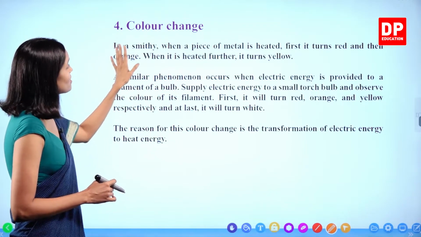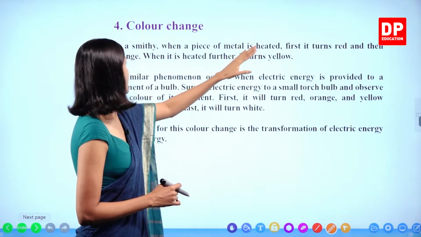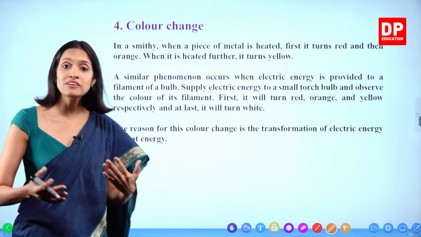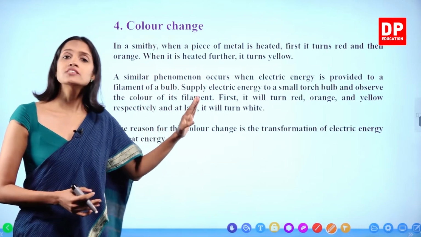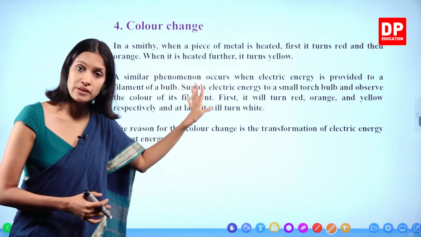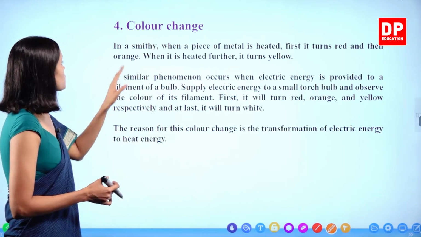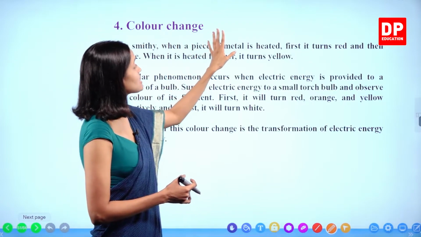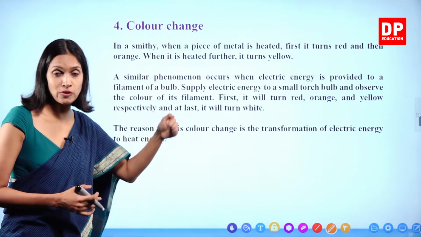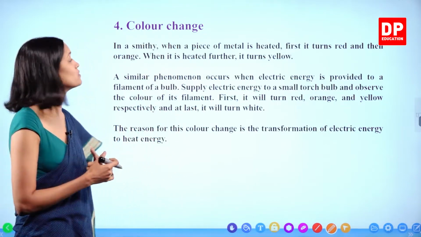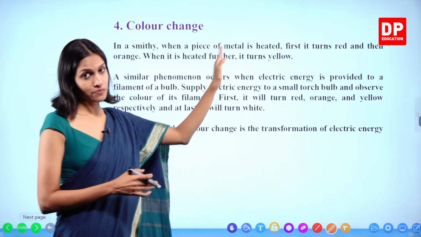In a smithy, when a piece of metal is heated, first it turns red and then orange. Gradually, when the heat of the object increases, its color changes. Some of you must have seen these types of metal workshops, and for some of you it might be a new thing, right? So in a smithy, when a piece of metal is heated, first it turns red and then orange. Gradually, the color changes with heat, okay? When it is heated further, it turns yellow.